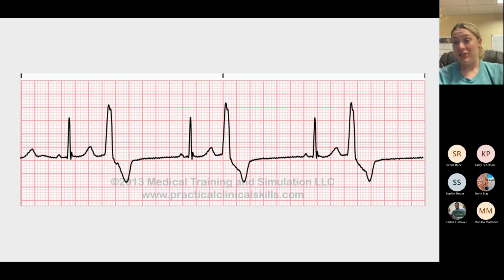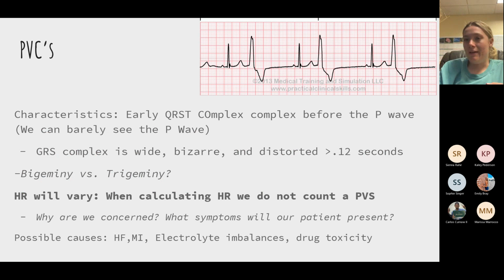I had a patient with bigeminy PVCs, and the monitor showed a heart rate of 87 or 89, and then when I felt both radial pulses for a full minute, I only counted 42. It makes sense. Every other beat was a non-perfusing beat. That's why I didn't feel anything. That's why we do not calculate that when we're talking about heart rate. So yep, this is a PVC.